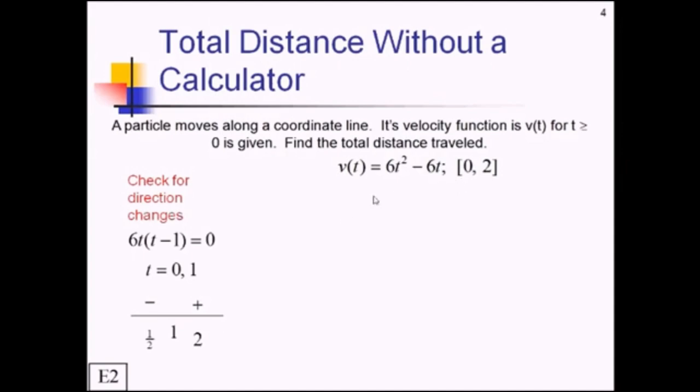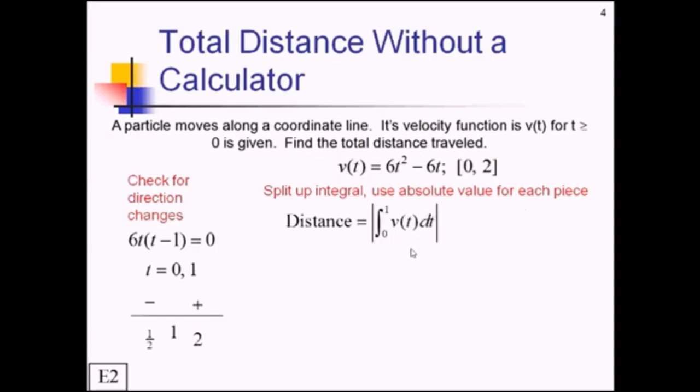So how do we deal with this? Well, if we just take the integral of this directly from 0 to 2, we're going to be throwing in some negative distance along with positive distance. And that's not going to tell us the total distance traveled. It's going to tell us the net distance. So to fix this, we need to split up this integral and use absolute value for each piece so that we're making sure all area under the curve counts as positive area. So we're going to have the integral from 0 to 1, because that was our critical value, our sign change value of our velocity, plus the absolute value of the integral from 1 to 2 of the same function.